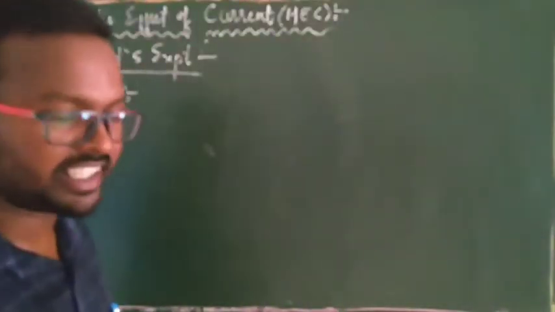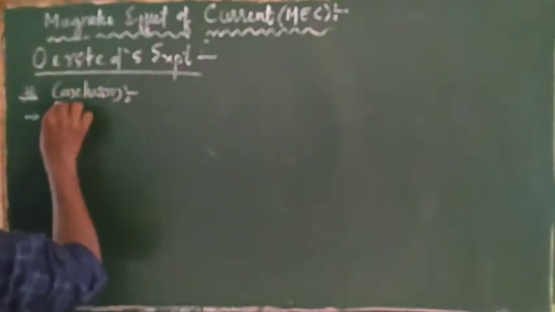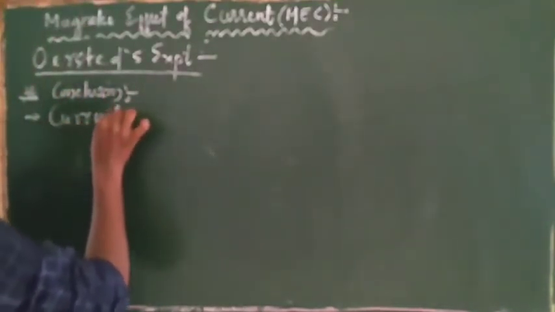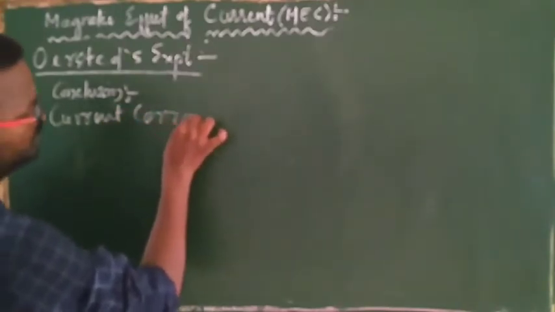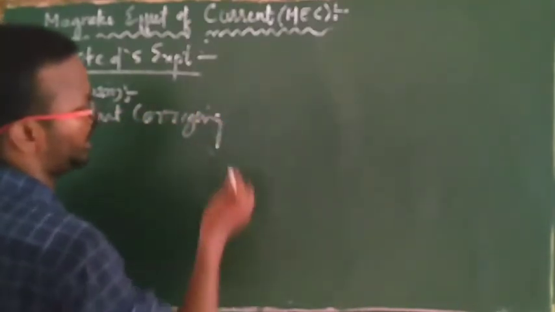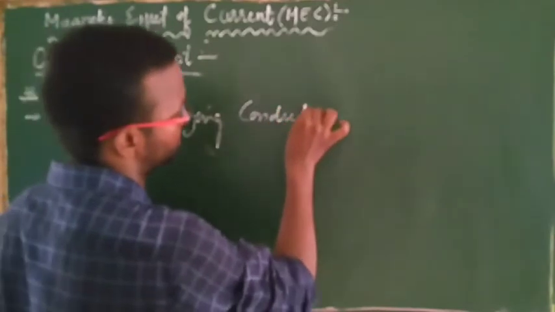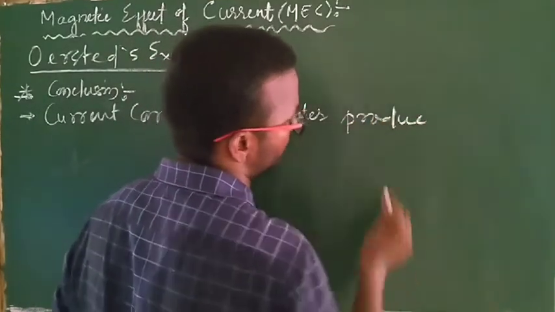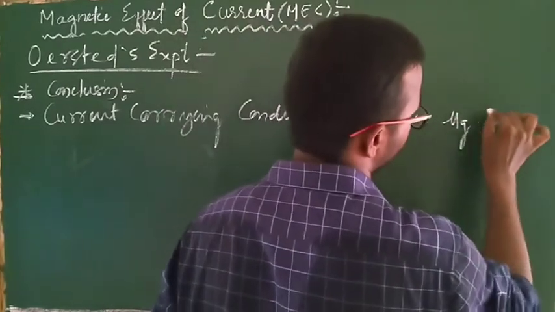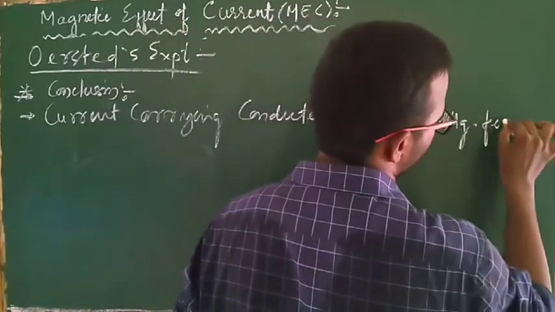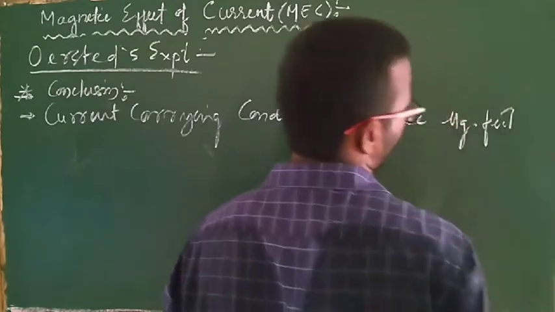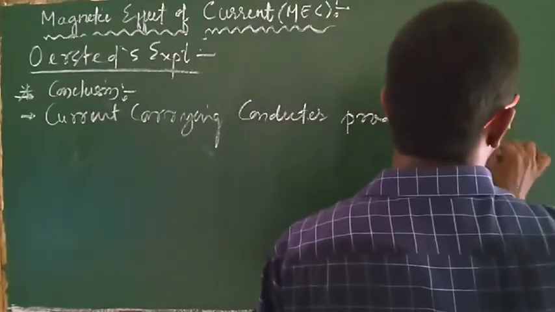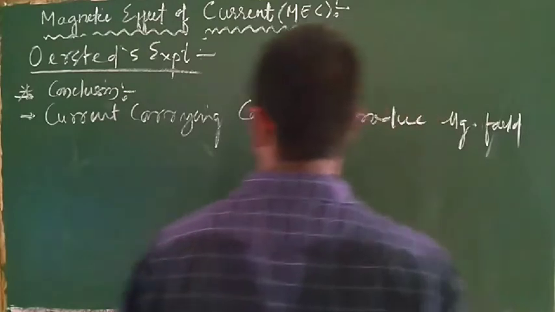So from Ørsted experiment, we conclude that a current carrying conductor produces a magnetic field around it.